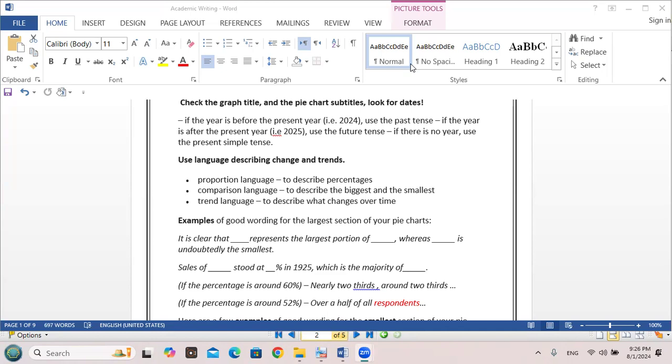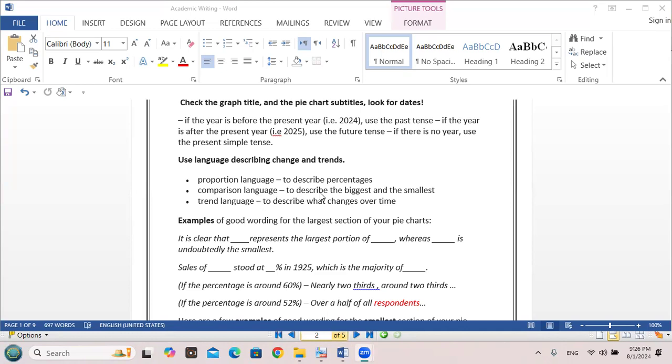By the way, in the introduction, even in writing task one, if you don't know what to write, you can rephrase the question. In writing task two, start with the background information, then rephrase the question, and then write your opinion. Okay, so here we have proportion language to describe percentages. When you have percentages, don't use numbers. When you have numbers, don't use percentages.